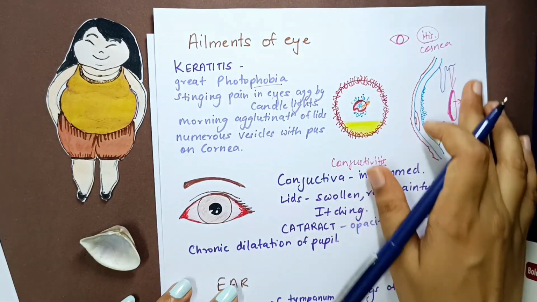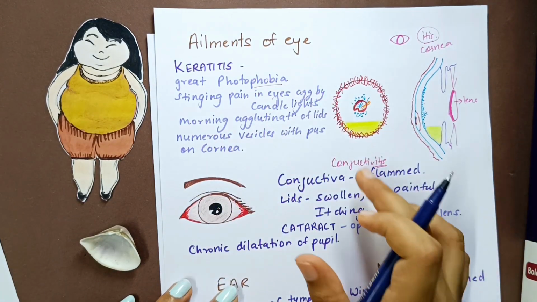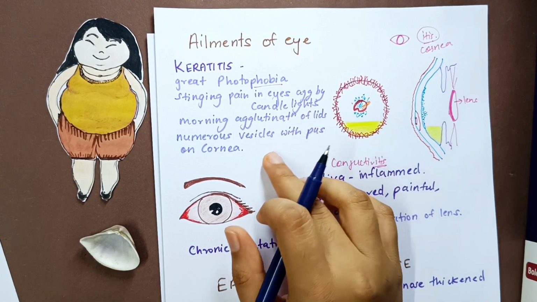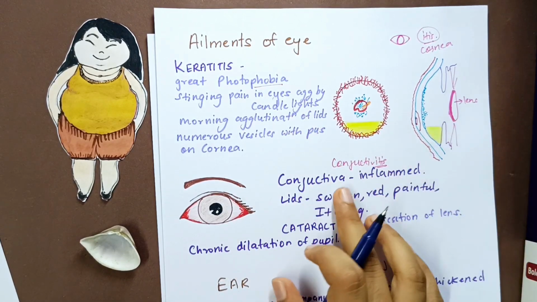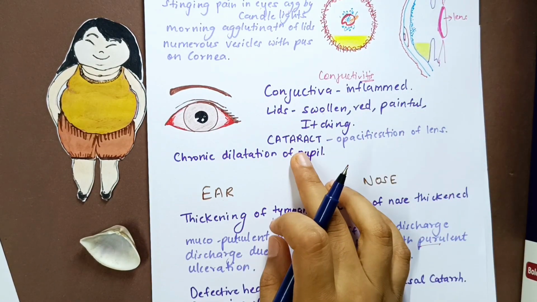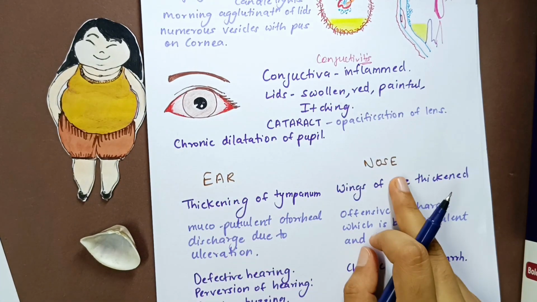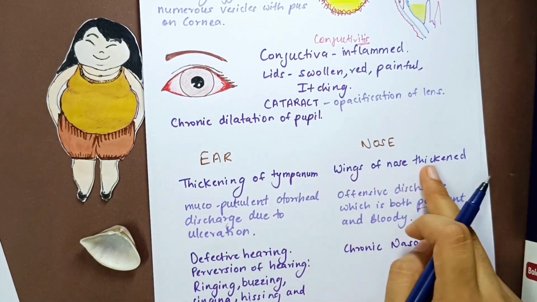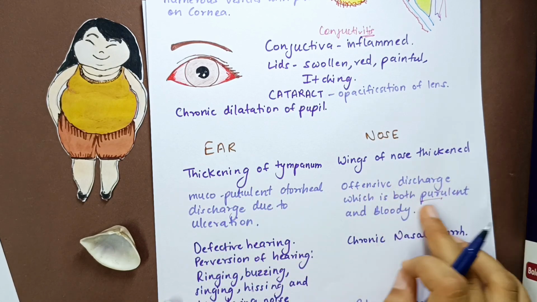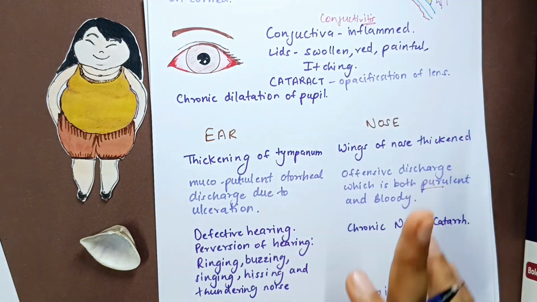So we talked about keratitis, and I showed you these diagrams. I hope you remember the whole points also when you see these diagrams. There's photophobia, there's aggravation by candlelight, morning agitation, numerous vessel pus is also there. Okay, conjunctiva is inflamed, lids get swollen, cataract, opacification of lens will be there, and this opacification means thickening. Now this thickening you also see in ear and nose. In ear there will be thickening of tympanum, wings of nose are thickened. In ear also there will be purulent aural discharge, and here also there will be purulent, offensive discharge. The ulceration will be there, ulceration in cornea also was there.